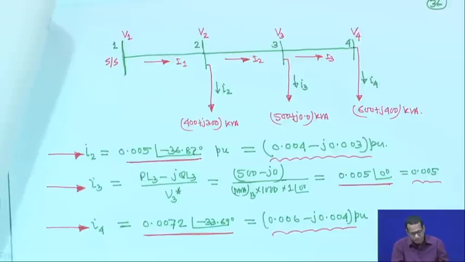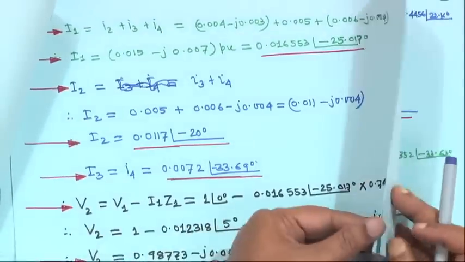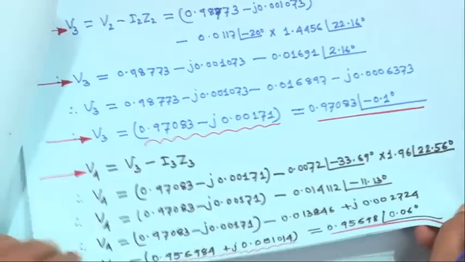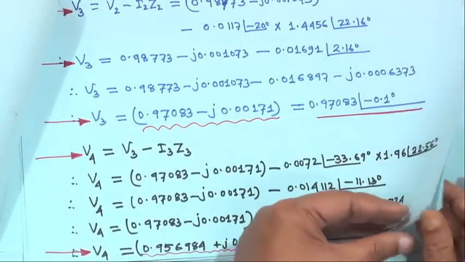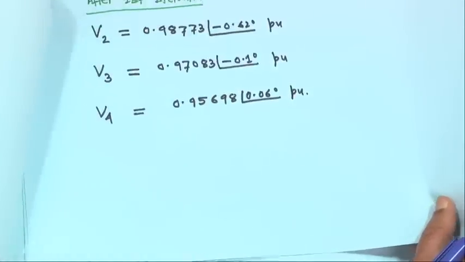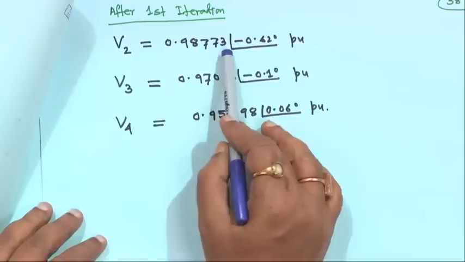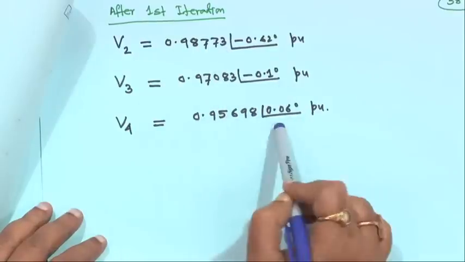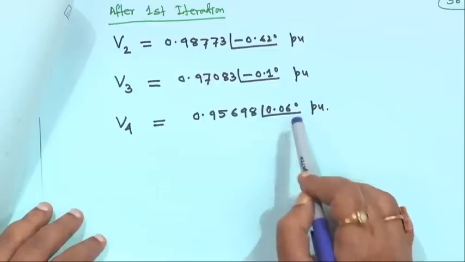So this is V2, V3 and V4, after the first iteration. Next we move to the second iteration. After the first iteration these are the voltages: V2 is given, V3 is given and V4 is given. These two are lagging angles, although the angle is very small and negligible, and this one is a leading angle.